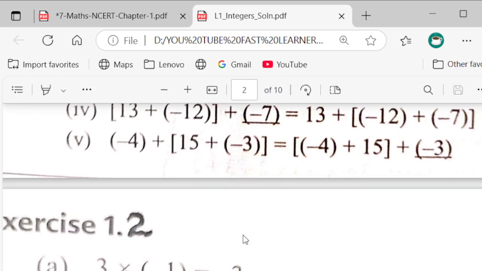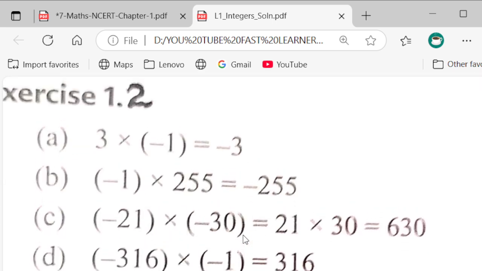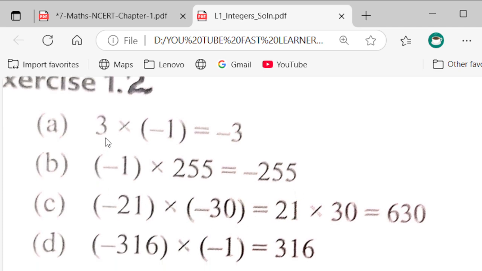Exercise 1.2. See, first one is 3 multiplied by minus 1, answer is minus 3. Minus 1 multiplied by 255, answer is minus 255. Minus 21 multiplied by minus 30, answer is 630, because negative negative answer is positive. Here also negative negative answer is positive. Any number multiplied by 0, answer is 0. Minus 12 multiplied by minus 11 is 132, because two negative numbers will give you positive answer.